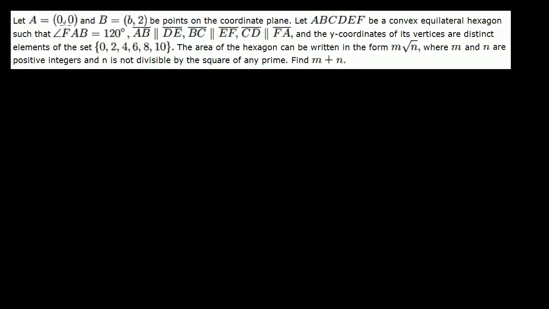Let A equal (0, 0) and B equal (b, 2) be points on the coordinate plane. Let ABCDEF be a convex equilateral hexagon.